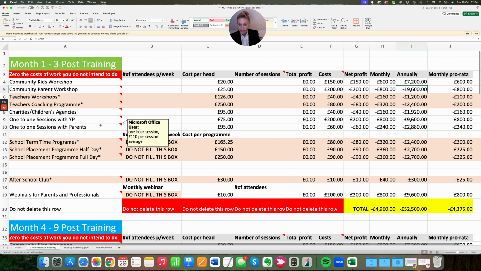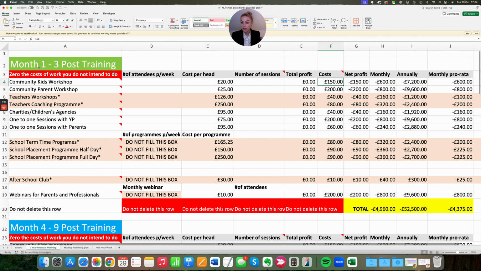And another thing to note is if there is an area of work that you are not going to be doing, make sure you set the cost to 0, because otherwise your spreadsheet will grossly miscalculate, because you'll be being charged for things that you're not actually planning on doing. All right, so let's dive in now and have a play with this spreadsheet.